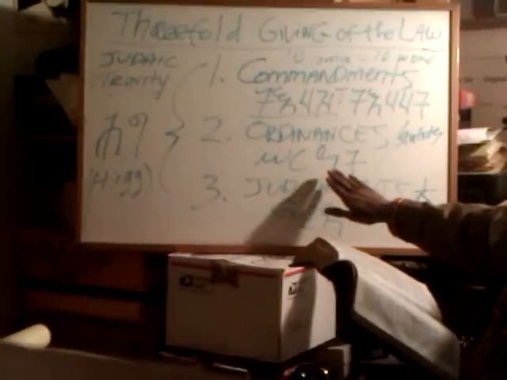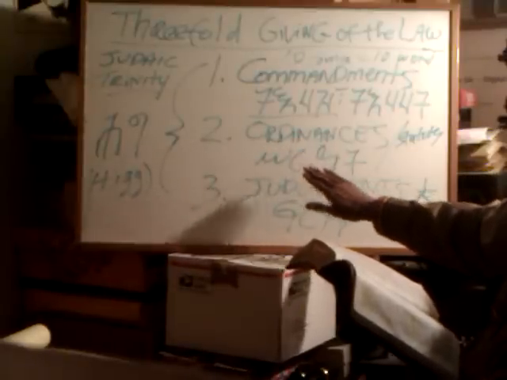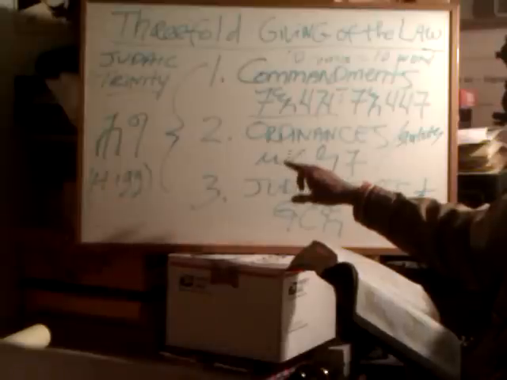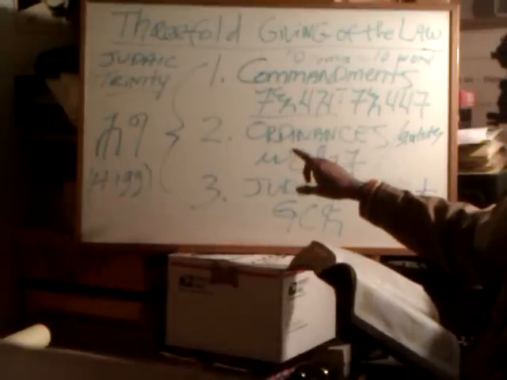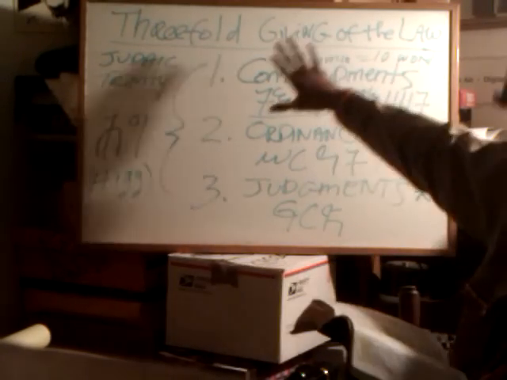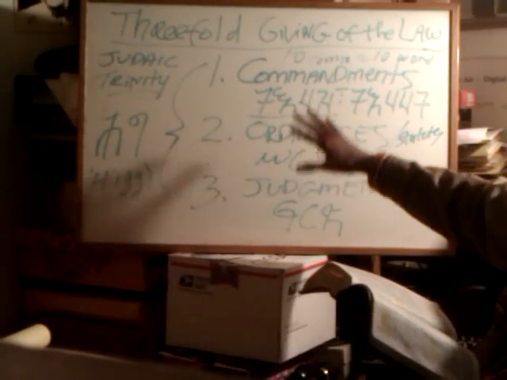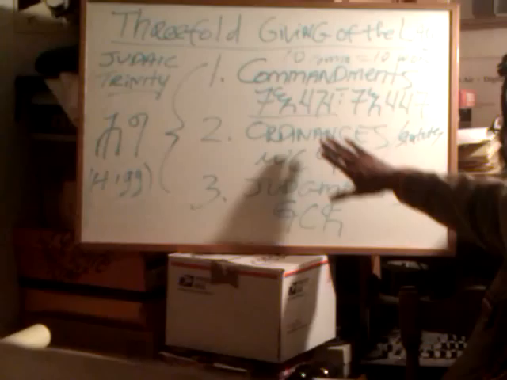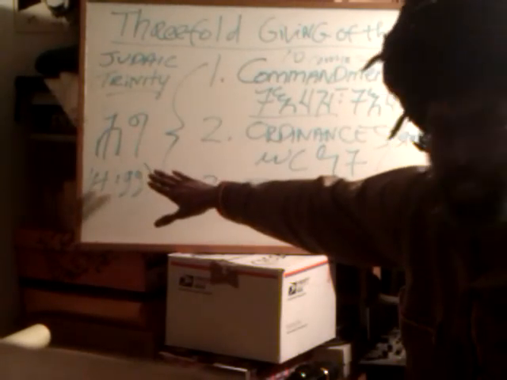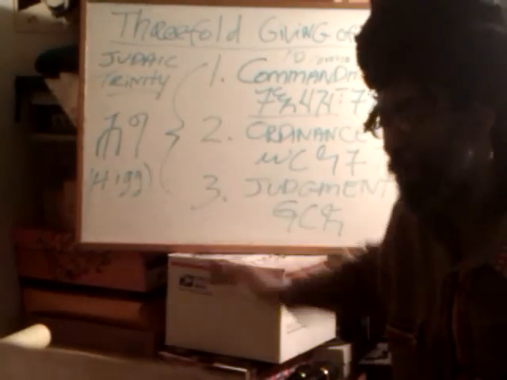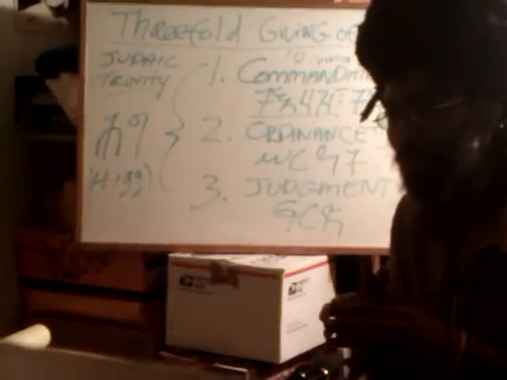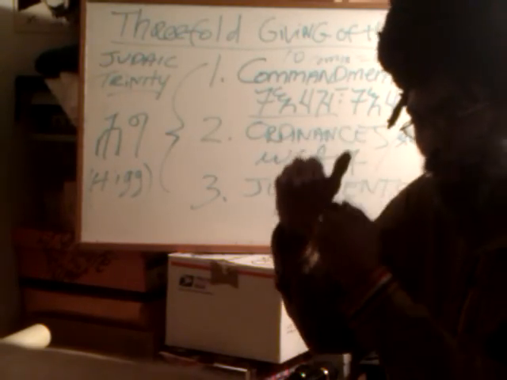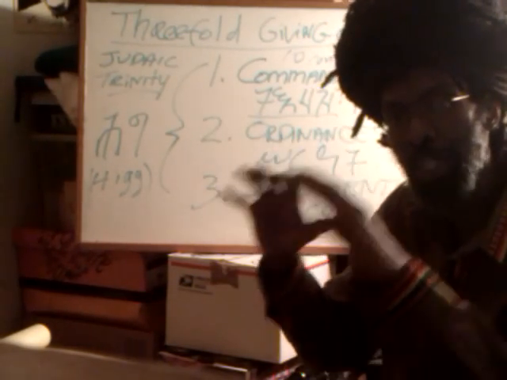Now, the ordinances govern the religious or spiritual life of Israel, and they are chiefly found in Exodus 24:12 to Exodus 31:18. It's these three elements that form what's known as the law. So when you're reading in the Bible and it says the law of God, you have to recognize that the law of God is tripartite. It has three aspects, three parts.